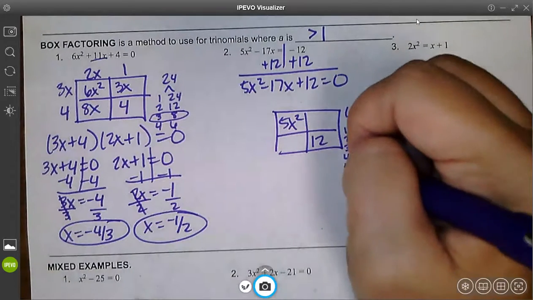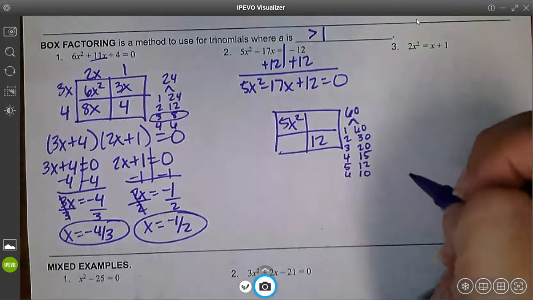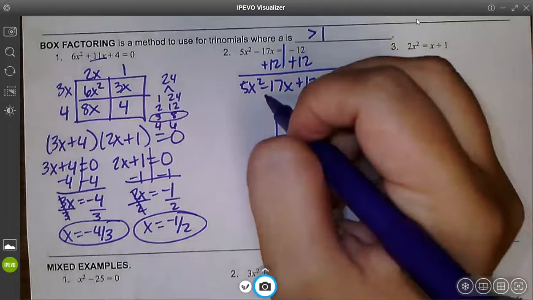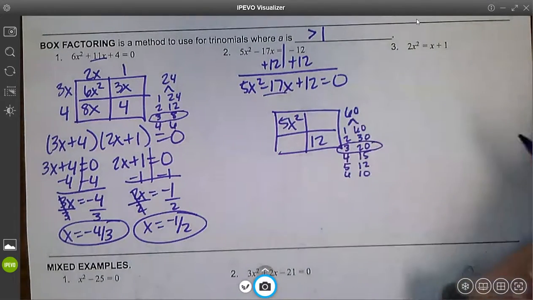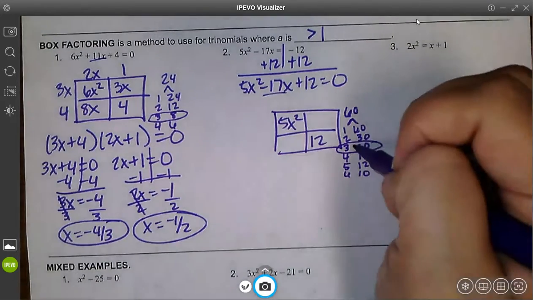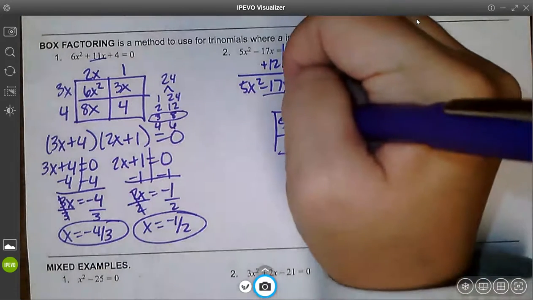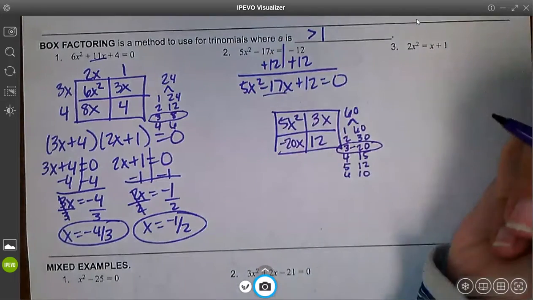5 and 12, 6 and 10, 7, 8, 9, I don't think go in. So I need it to equal negative 17. To get negative 17, I'm going to use 3 and 20. And 20 will be negative. 3 minus 20 is 17, negative 17. So I have 3x in one and negative 20x in the other.